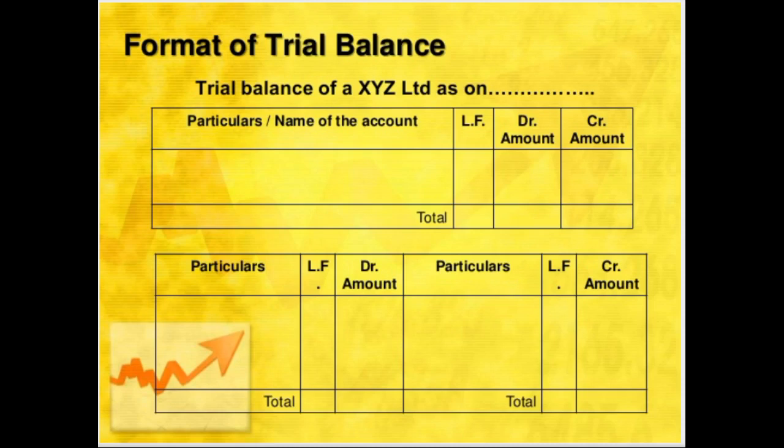At the top of the trial balance, you have to write the name of the company and the date on which the trial balance is being prepared. And there are two formats which are given here and both are correct. You may either choose the first one or the second one.